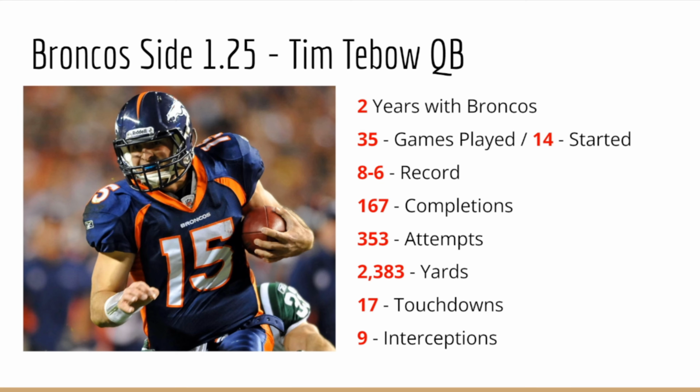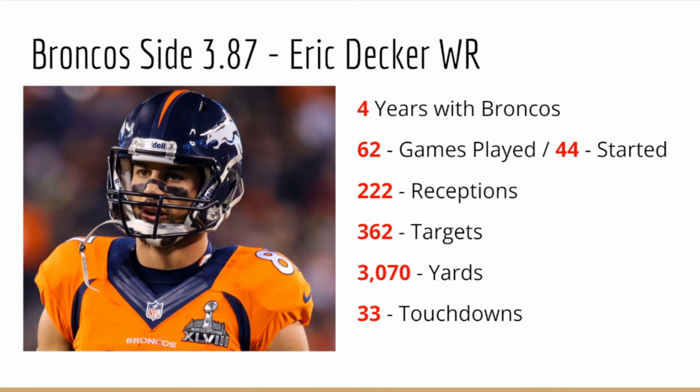But yes, with that 87th pick that we also got, it would be used to select wide receiver Eric Decker. And he played 4 years with the Broncos before eventually signing with the Jets on a 5-year contract. And then he would end up playing the last season of his career on the Titans. But with the Broncos, he played 62 games, starting 44 of them. He had 222 receptions on 362 targets for 3,070 yards and 33 touchdowns during his time in Denver.